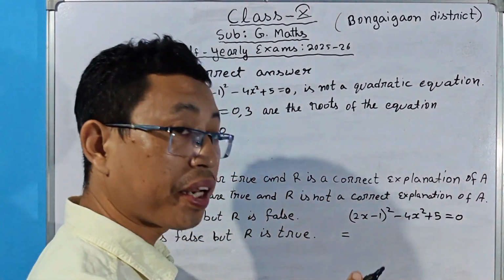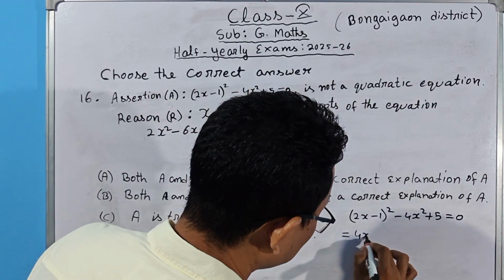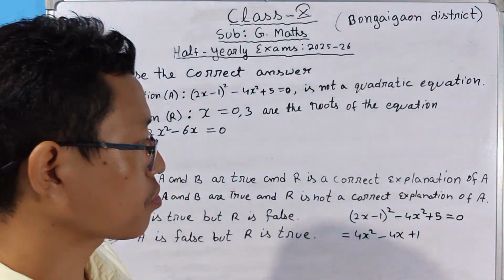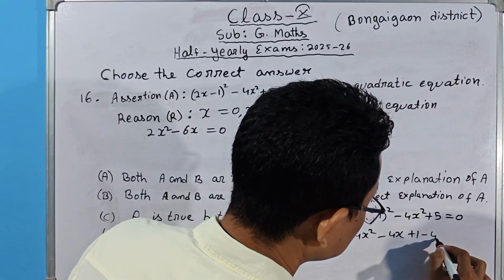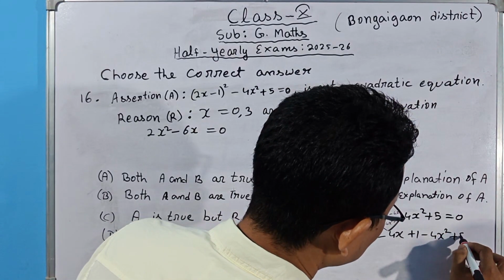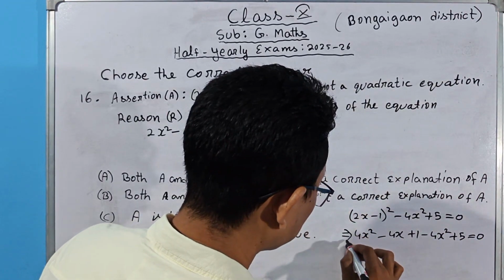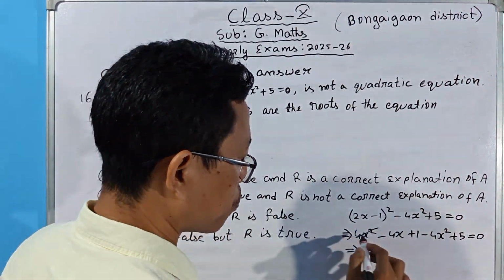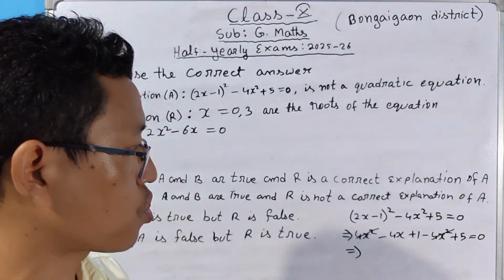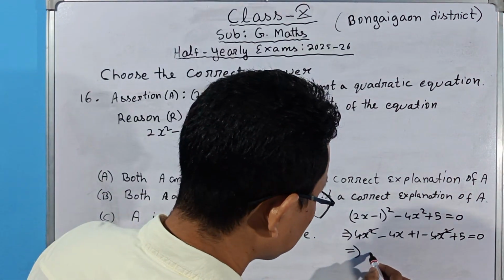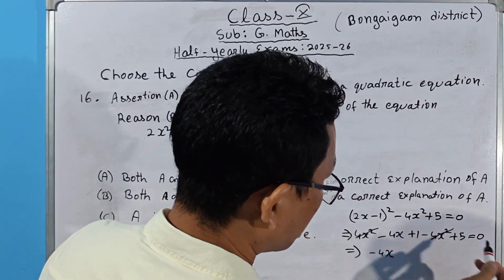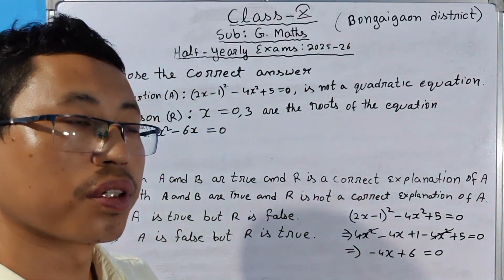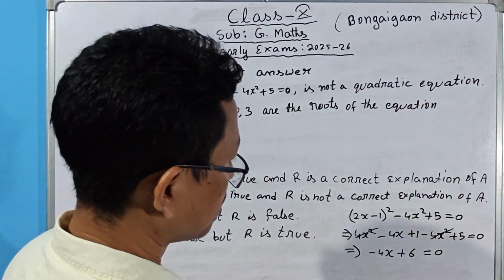So here, applying the formula, we get 4x square minus 4x plus 1. Then remaining, we get 4x square positive and negative 4x square cancel. Here we have minus 4x plus 1 plus 5 plus 6 equal to 0.